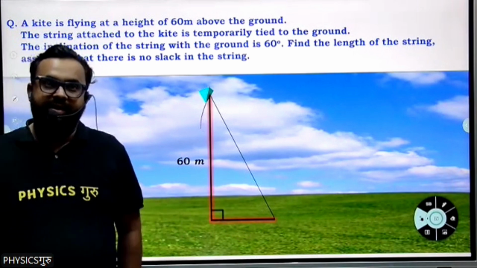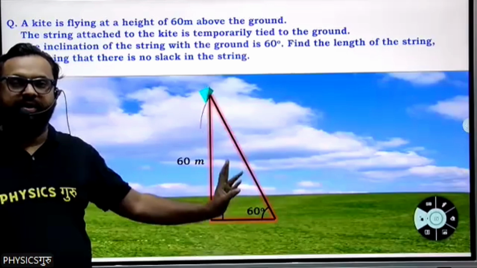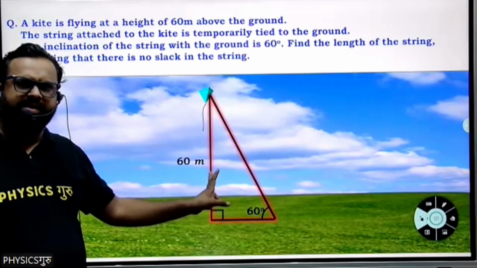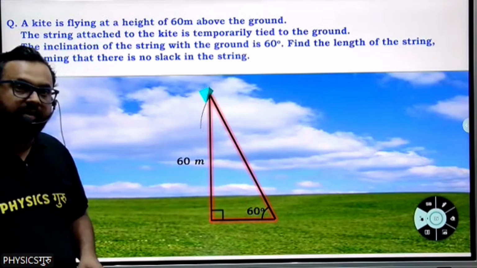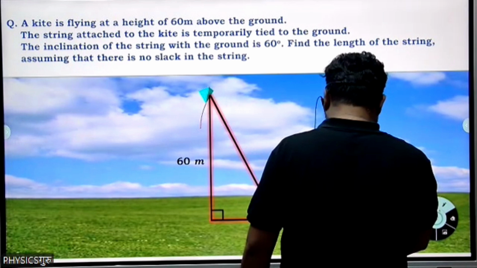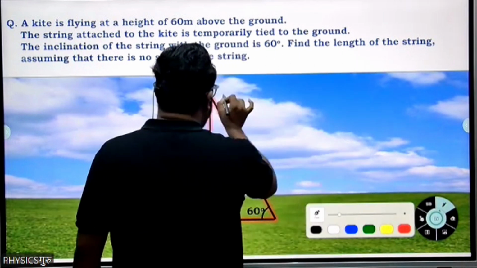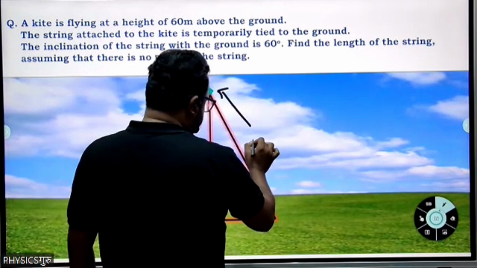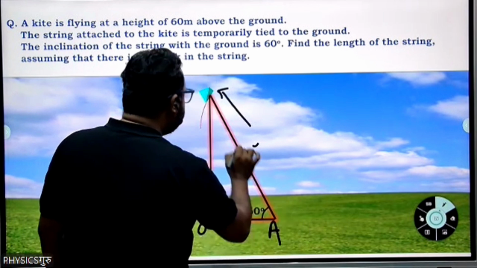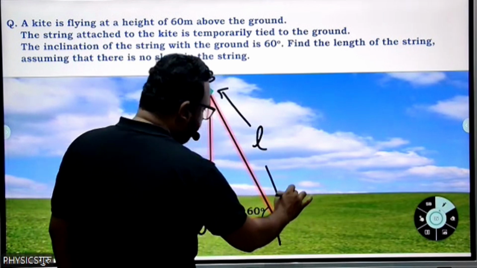Find the length of the string when there is no slack in the string. So they ask you to find the length. That means this hypotenuse part. Angle is given, 60 degrees. Perpendicular, that is 60 meters, is given, right? Now, we need to find this length basically. So let us name the triangle as OAB. So we need to find this length AB.